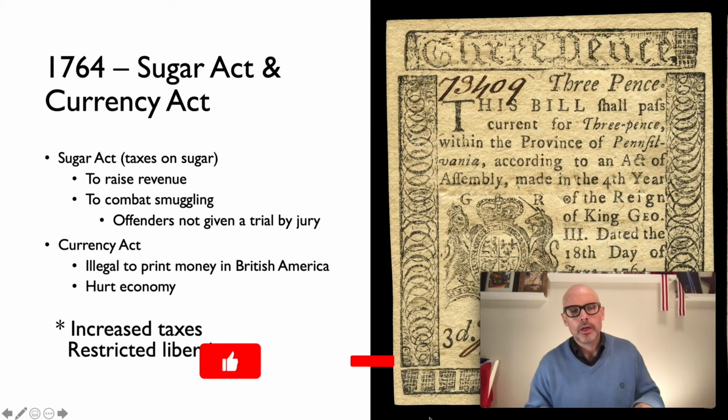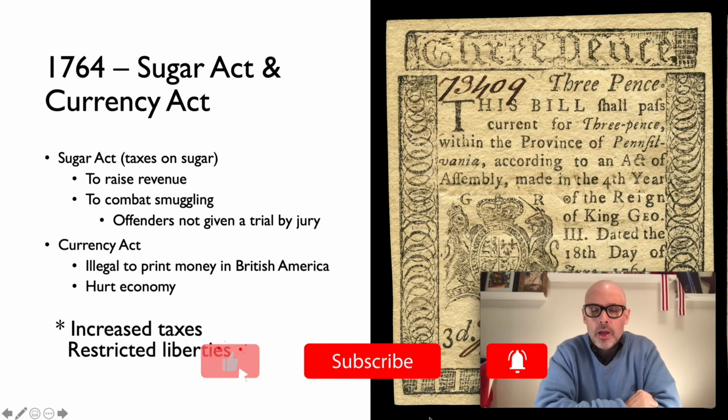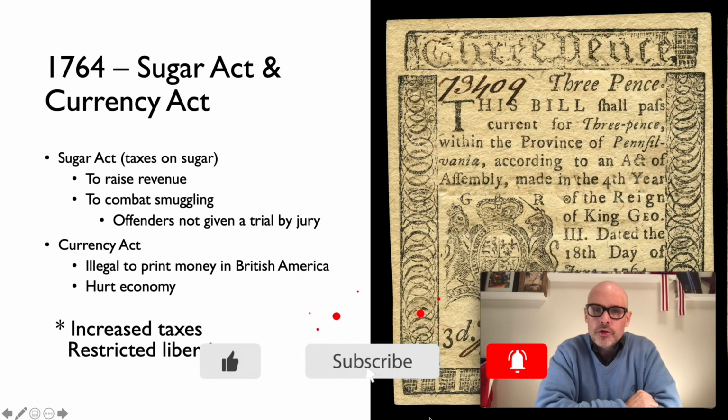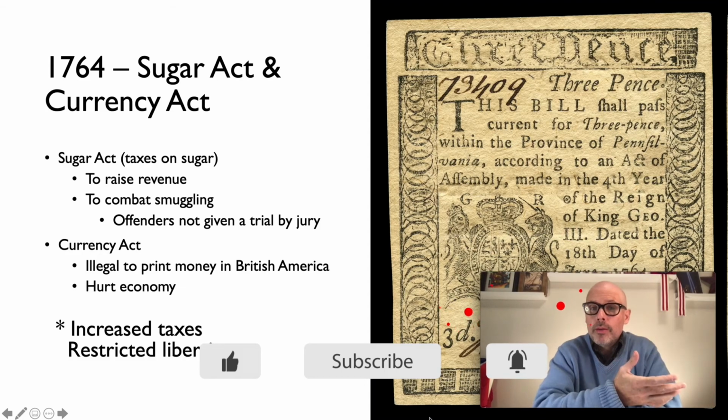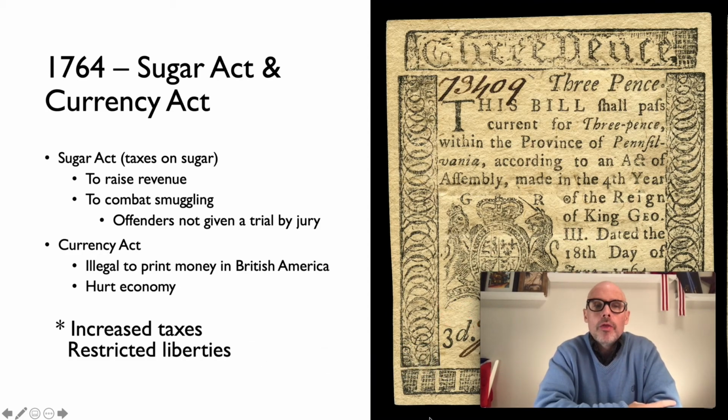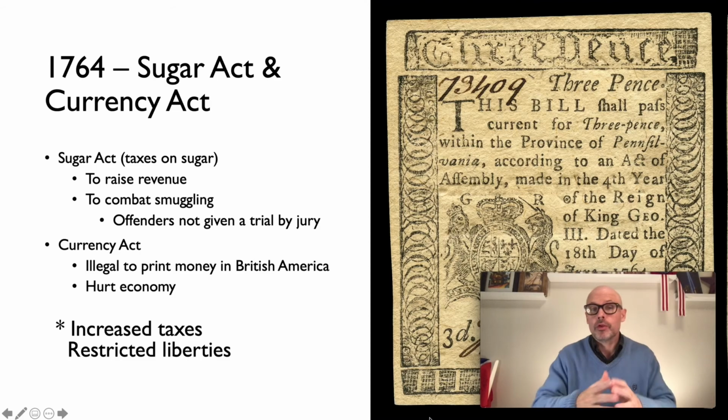Now, the Sugar Act was a tax on sugar. Now, this was to raise more money to pay the war debt. But there was already a Sugar Act in British America. The problem was that many people didn't pay it. They ignored it or they smuggled sugar. And so the British government wasn't able to collect the money from the Sugar Act. So this Sugar Act actually made the tax cheaper, which is strange.